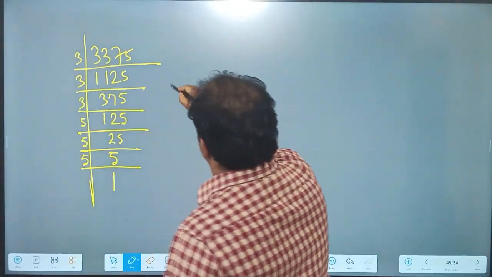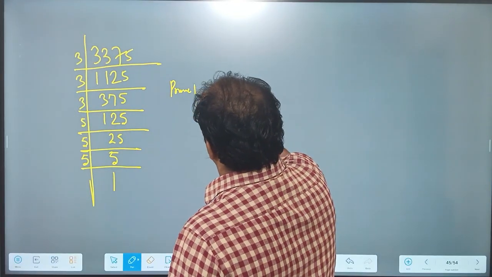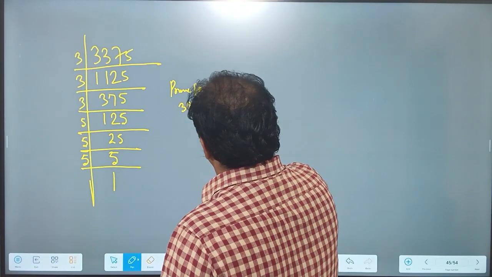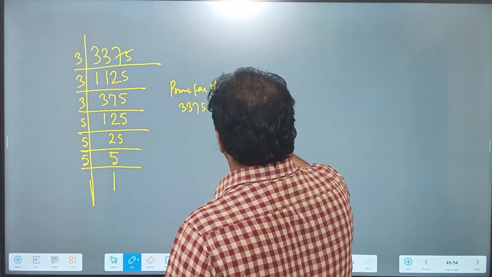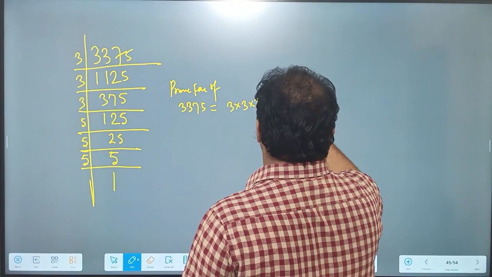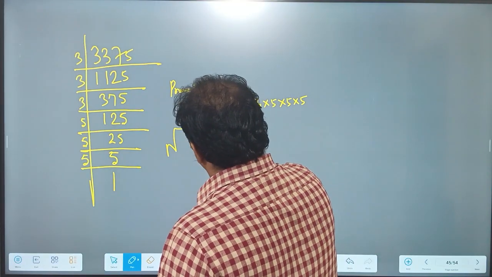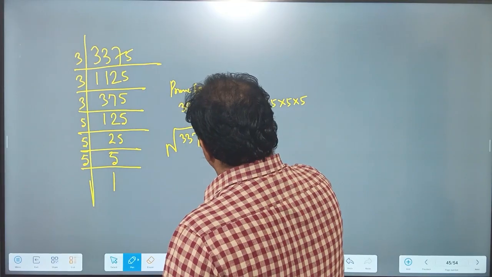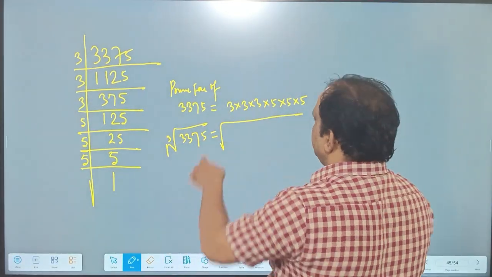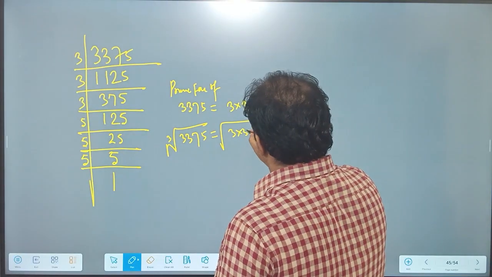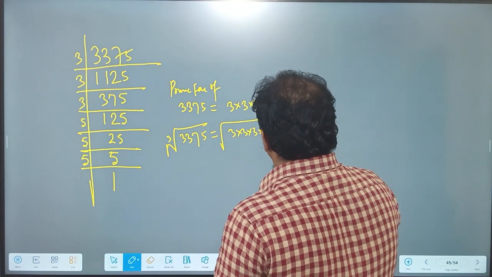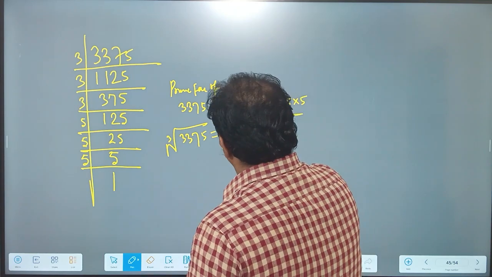So the prime factorization of 3375 is equal to how much? 3 into 3 into 3 into 5 into 5 into 5. So if we have to find the cube root of 3375, it would go this way. If I put the cube root on this, I put it on this too. 3 into 3 into 3 into 5 into 5 into 5. Now we have triplets. We'll put here 3.